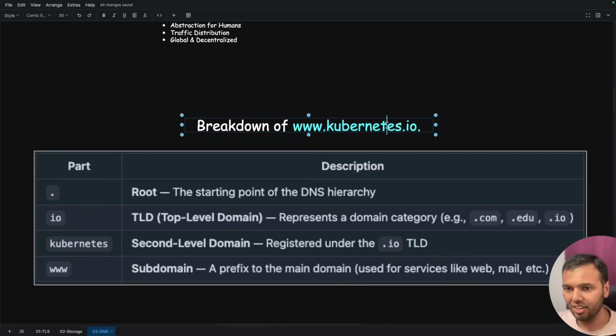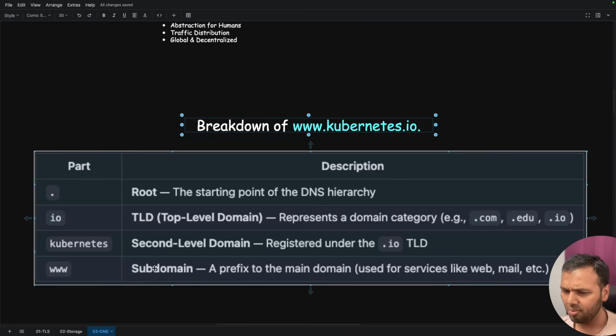then there is Kubernetes. What is Kubernetes here? This is called the second level domain, which is registered under the .io TLD. What is www? www is a subdomain, a prefix to the main domain used for services like web, mail, etc. So if you have an account with Gmail, you access it using mail.google.com. In that scenario, .com is your TLD, Google is your second level domain, and mail is your subdomain. If you are accessing maps.google.com, then maps is your subdomain.